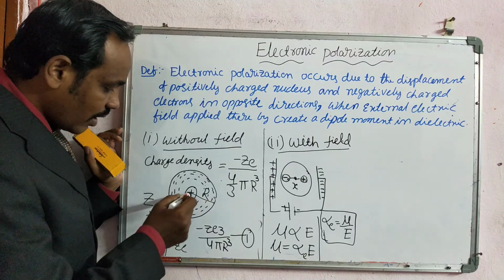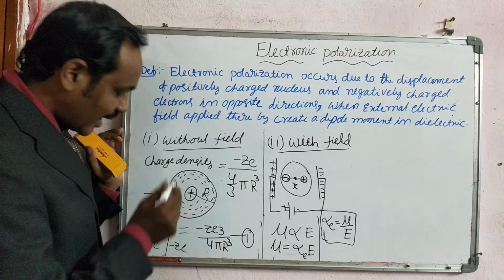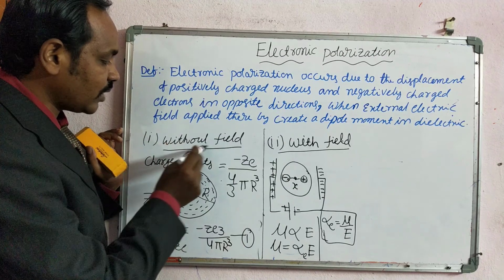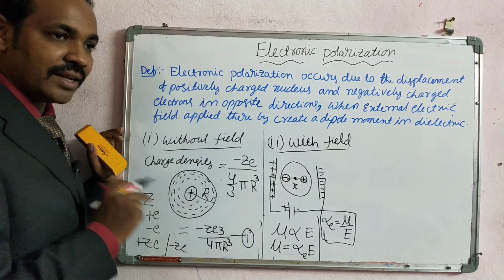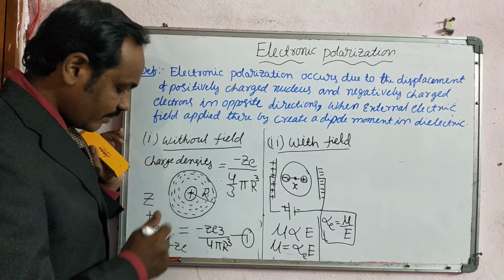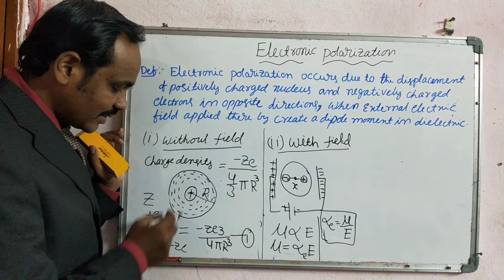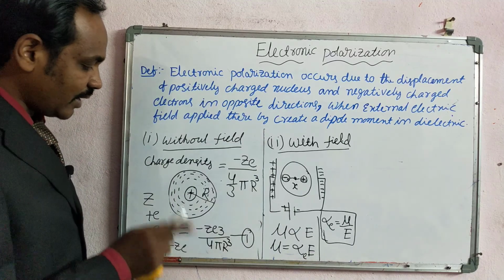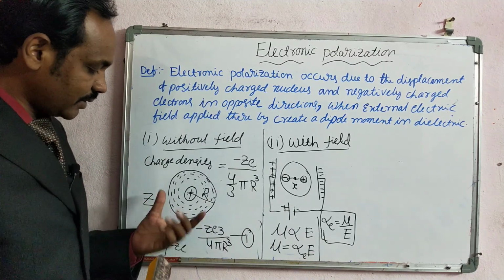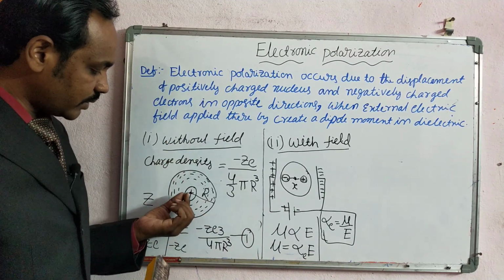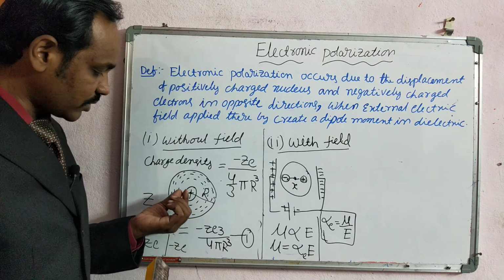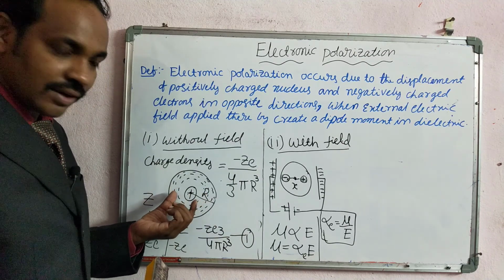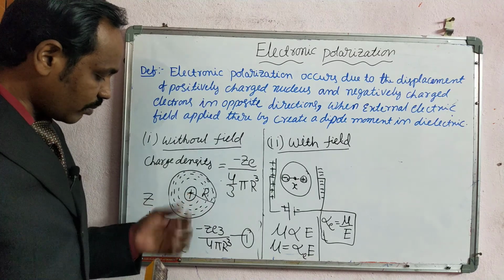Now both are at one place, at the middle, when there is no electric field. We are not applying any electric field to this atom. Both plus Ze and minus Ze are concentrated at one place only. You have to note that point. Without field, the positive center and the negative center of the electrons are both concentrated at one point.